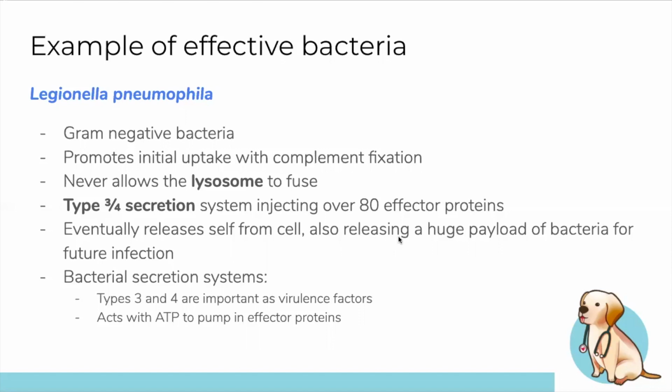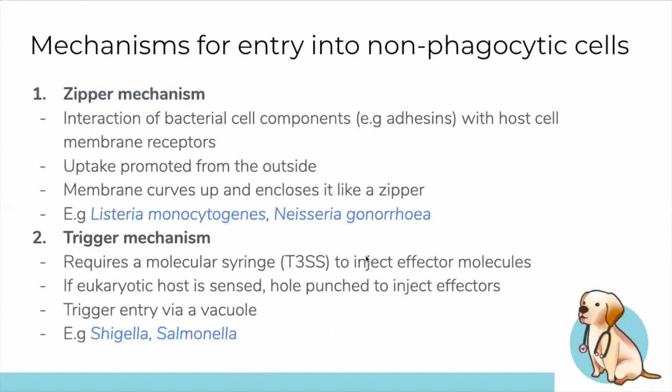And so 3/4 are important as virulence factors, and it acts with ATP to pump in these proteins that affect the lysosome. Because phagocytes naturally are out and about to eat things, a bacterium also needs ways to get into cells that don't naturally tend to eat things. So these are your non-phagocytic cells. There are two main mechanisms for this.